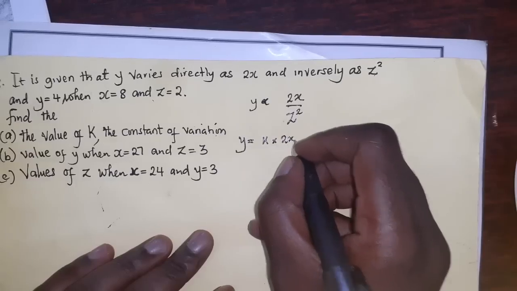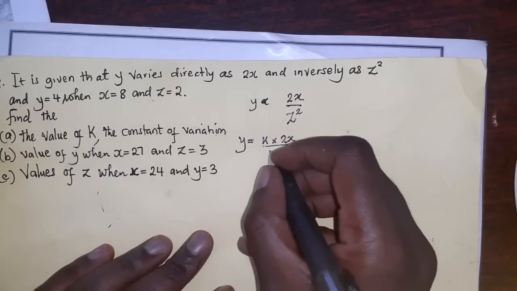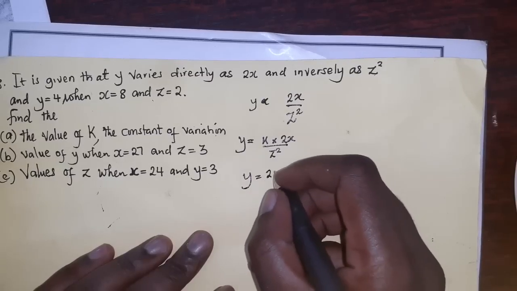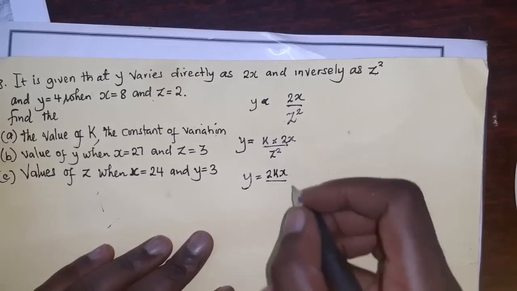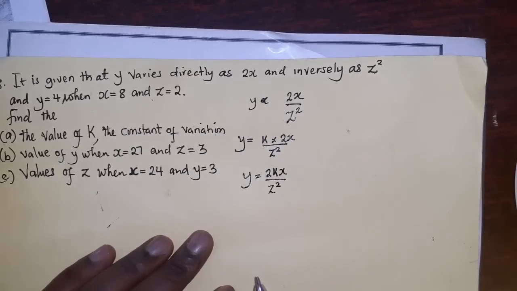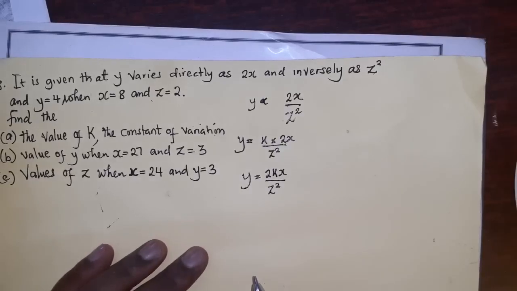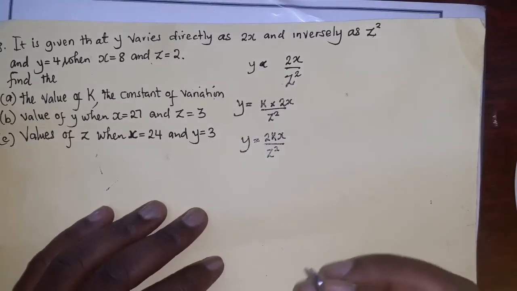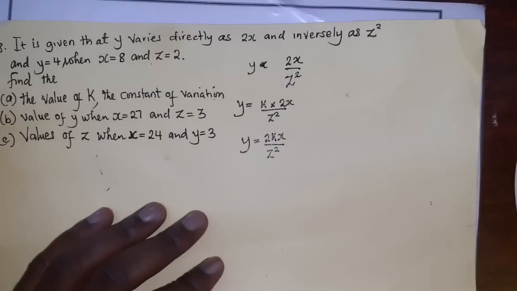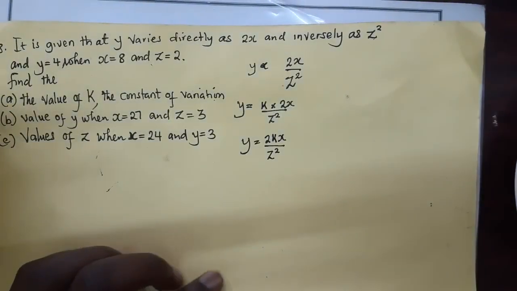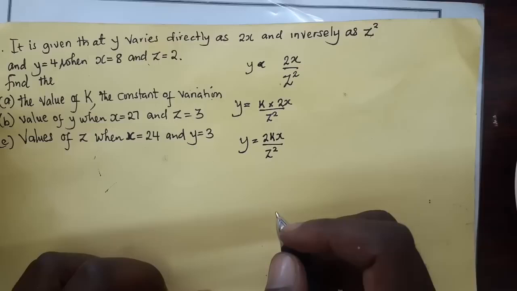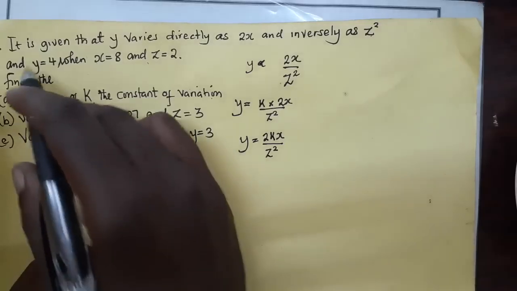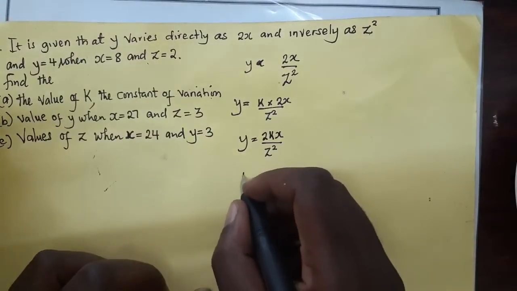In terms of an equation, we're going to write this as y equals 2kx over z squared. Now we have to find the value of k. Y has been given here that y is equals to 4.